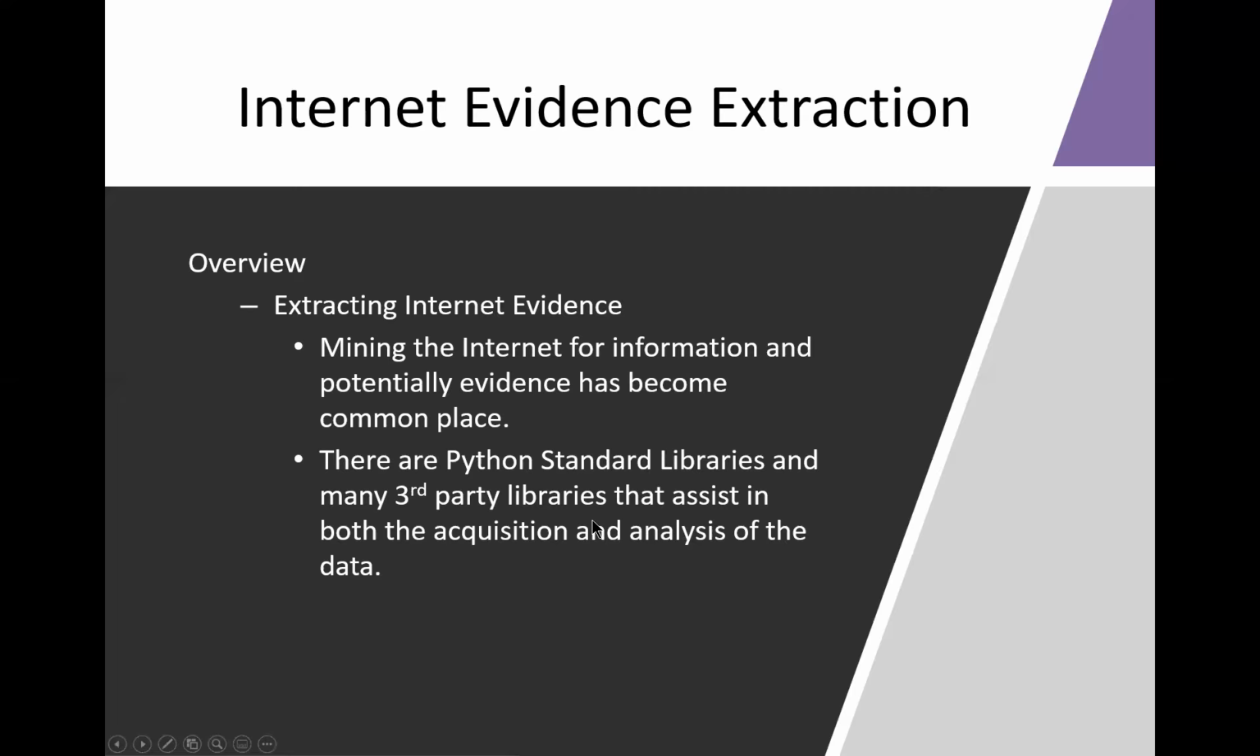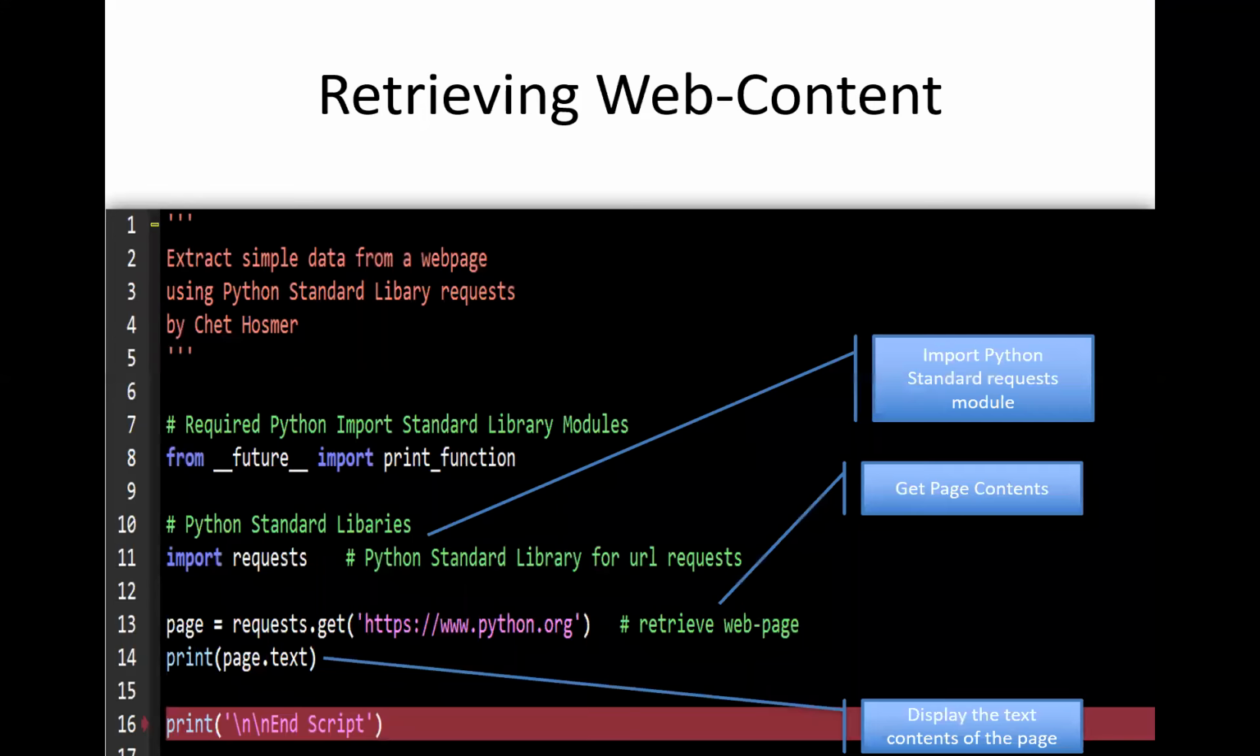Based on that, there are a couple of Python standard libraries and third-party libraries that will assist us in this kind of acquisition process. The first is something called the requests library. The requests library allows us to basically make a request to a specific page. In this case, I'm just going to python.org, which is a safe site to go to. And I'm just going to get the page, and I want to get the page text. So that's what requests does for us. It returns an object, and one of the properties of that object is going to be text.